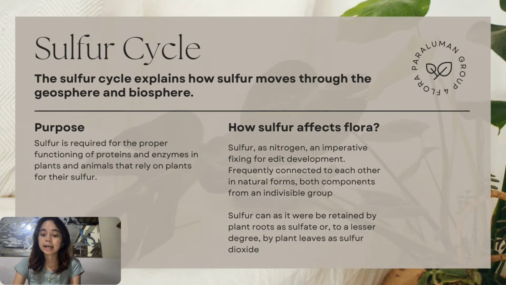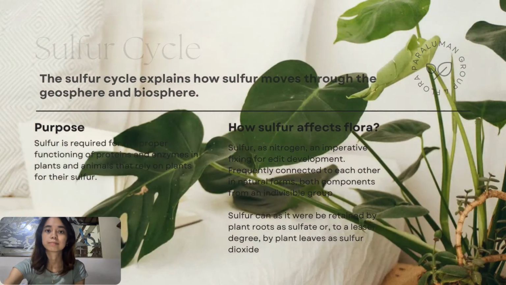Sulfur can only be retained by plant roots as sulfate, or to a lesser degree by plant leaves as sulfur dioxide. The sulfur cycle is critical for the working of proteins and chemicals in plants, and in animals that depend upon plants for sulfur. Plants assimilate sulfur when it is broken down in water.